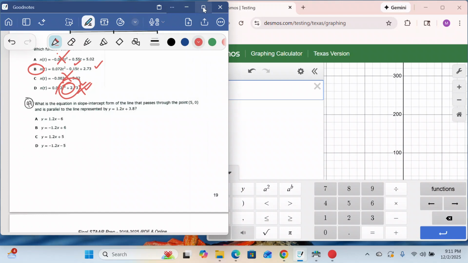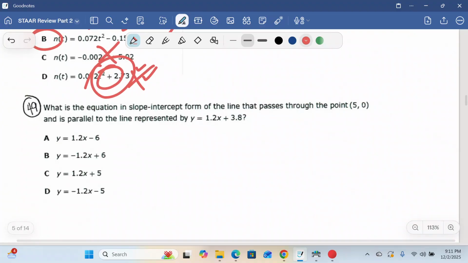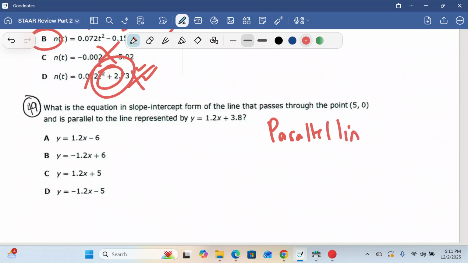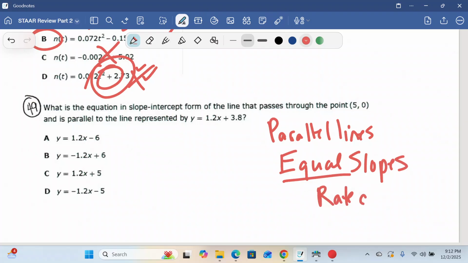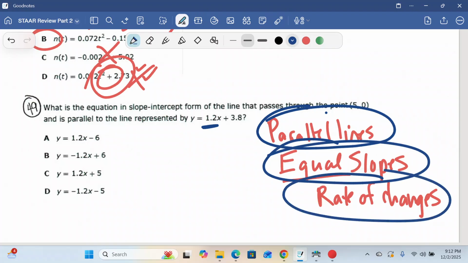So if you look at this, one of the key things that we have to know about parallel lines is that parallel lines have equal slopes or equal rates of change. So if I look at this problem, my rate of change is 1.2. So if parallel lines have equal slopes, equal rates of change, my rate of change is 1.2.